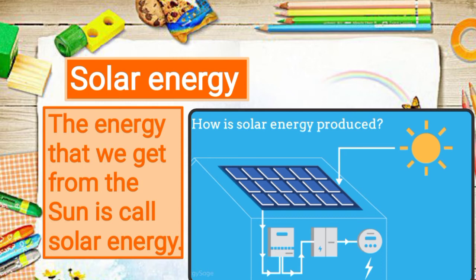Plants use solar energy to make their own food with the help of their leaves, and food has energy stored in chemical form. So we get heat and light energy from the sun. Solar energy can also be used to generate electricity. So these are some uses of solar energy.